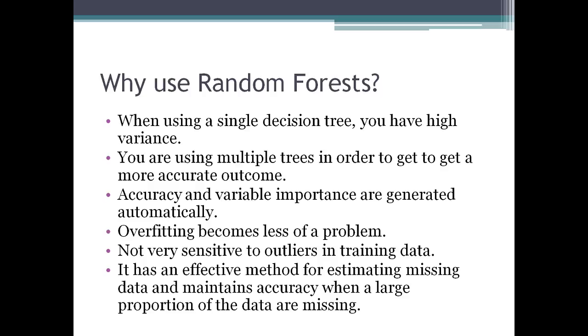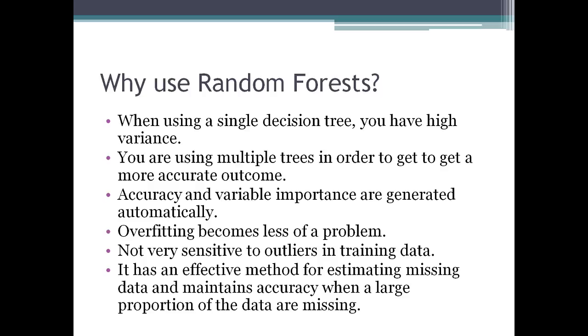So why use a random forest and not just a simple decision tree? When you use a single decision tree, you have a high variance in your data, mostly because you're not looking at the entire data. There could be data missing, you could have an outlier, many different things as to why there's going to be a lot of variance in there. You use multiple trees in order to get a more accurate outcome.